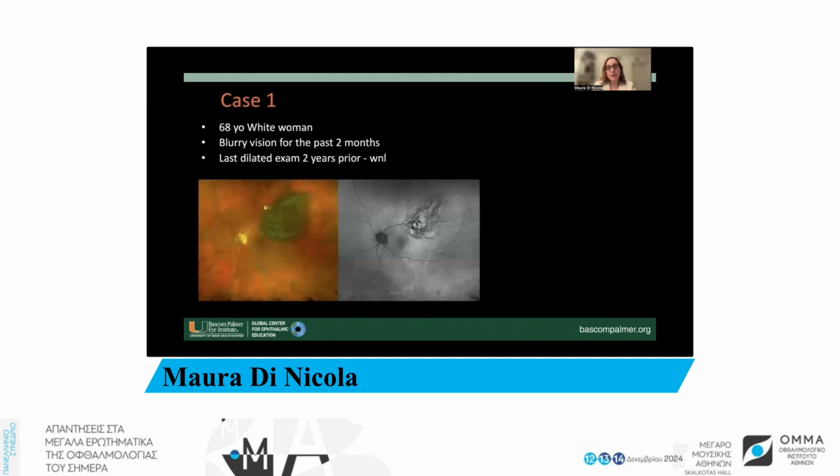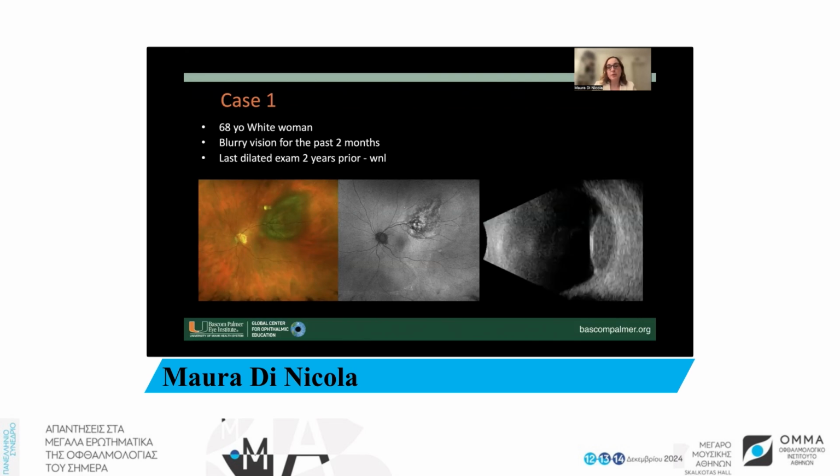So I would like to start with a case. This is a 68-year-old woman who was referred to us for blurry vision in the past 2 months. Her last dilated exam 2 years prior was normal, but upon examination, we found this pigmented choroidal lesion in her left eye along the supratemporal arcade, as you can see here. The lesion demonstrates an overlying orange discoloration, which appears hyperautofluorescent on autofluorescence. And you can see that there's also surrounding hyperautofluorescence, which highlights the presence of associated subretinal fluid.